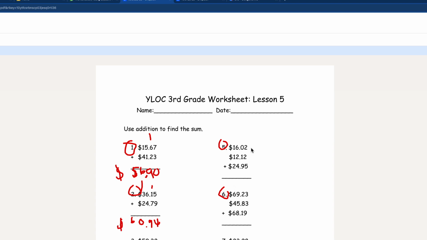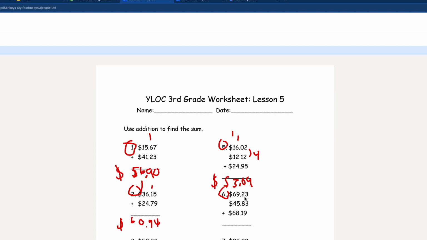Moving on, we're going to do 5. Instead of 2, like these problems, there's 3. So 16.02 plus $12.12 plus $24.95. So 2 plus 2, so that equals 4. Plus 5 is 9. Because of 0 plus 1 plus 9, that equals 10. So carry the 1. So it's 1 plus 6 is 7, plus 2 is 9, plus 4 is 13. Carry the 1 again. 1 plus 1 is 2, plus 1 is 3, plus 2 is 5. So $53.09 is going to be your final answer for number 5.